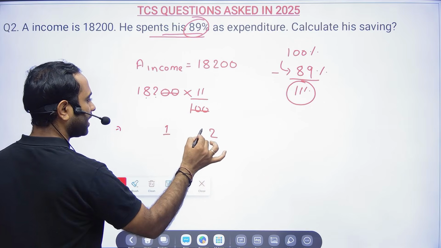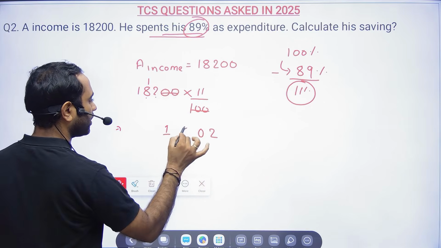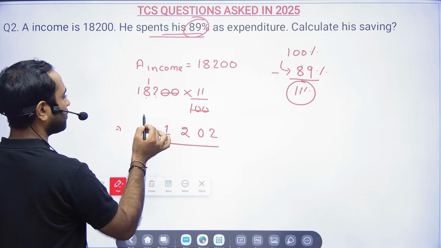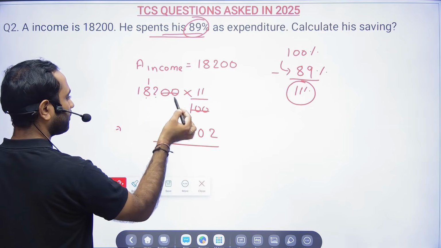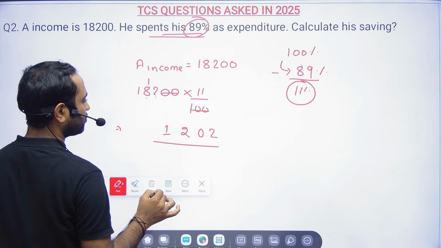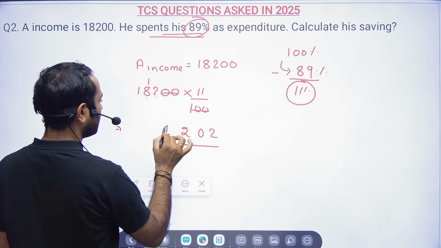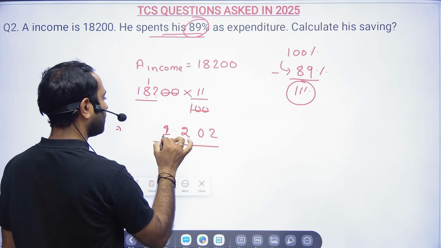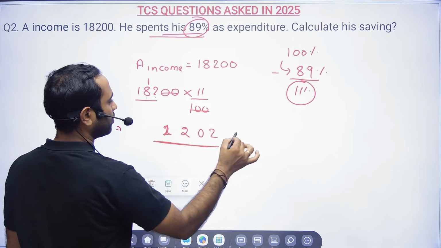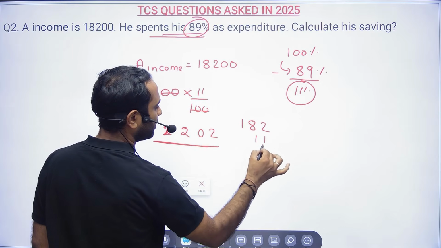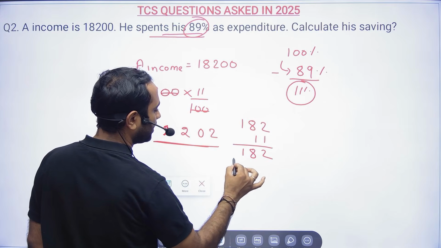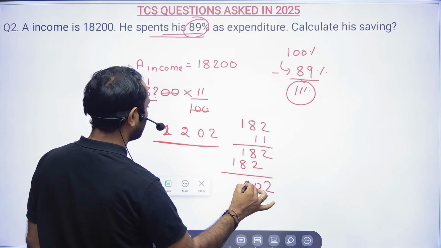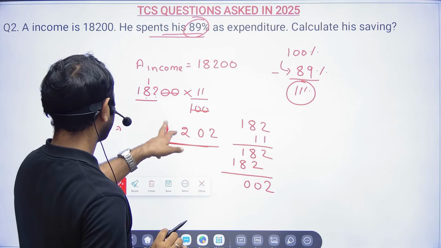Now 2 plus 8 is 10. 1 plus 1 is 2. So here 1 and 1 plus 2 plus 8 is 10, correct, and 1 plus 1 is 2. And here it will come as 182 into 10, so here it will come as 2. So 2202, if you want to see, you just see, so 182 and then here 182. So 2, 8 plus 2, 10, 9 plus, okay, some mistake is there.